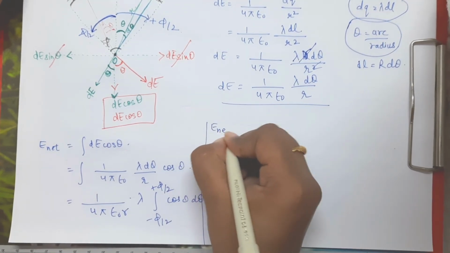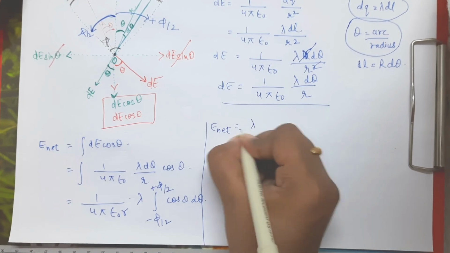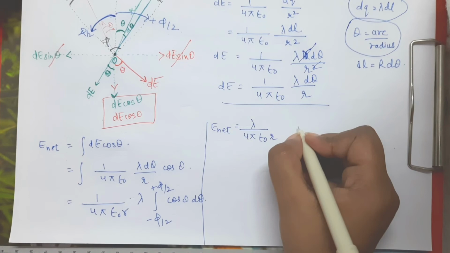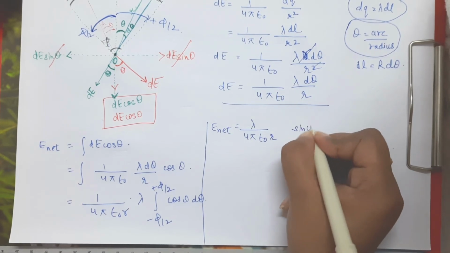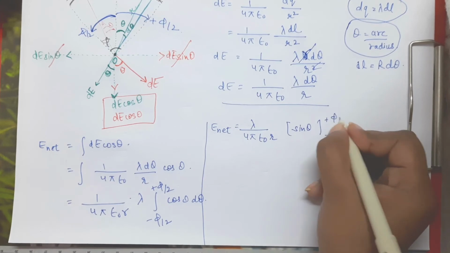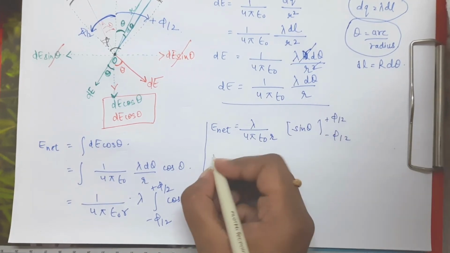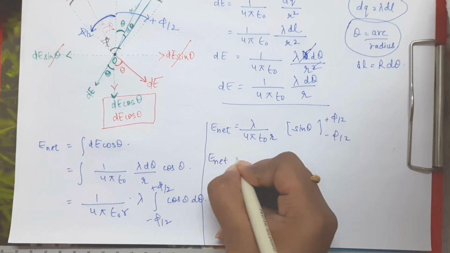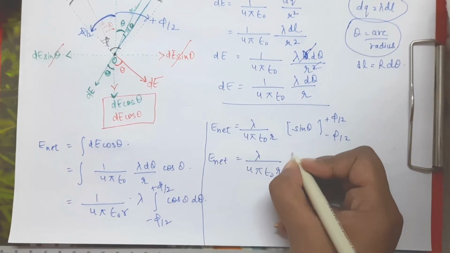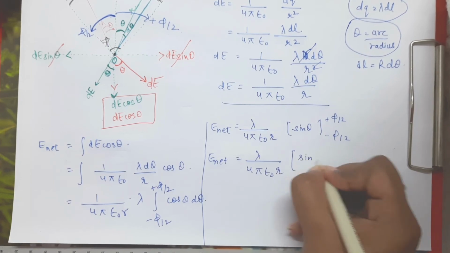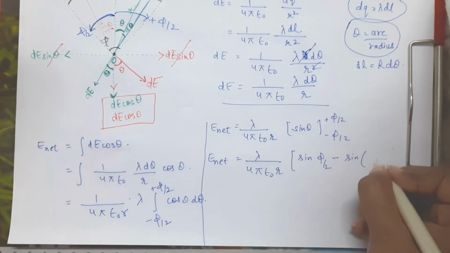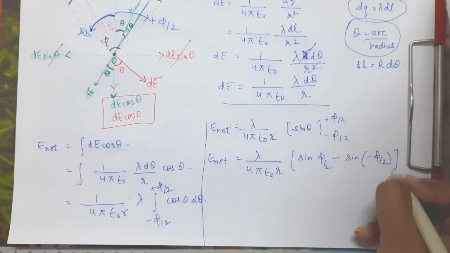So E net will be equal to lambda by 4 pi epsilon naught r, integration of cos theta is what, sine theta, upper limit and lower limit, right, upper and lower limits. Now E net will be equal to lambda by 4 pi epsilon naught r sine of phi by 2, upper limit, minus lower limit, minus sine phi by 2.